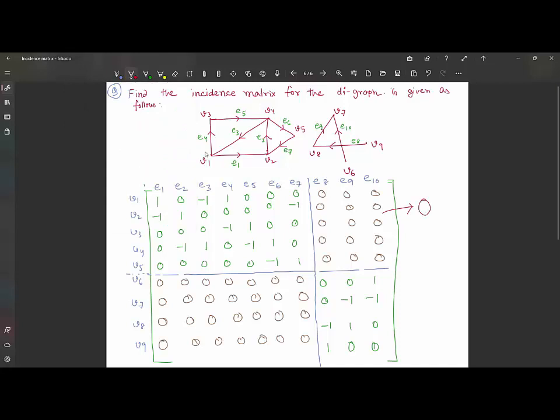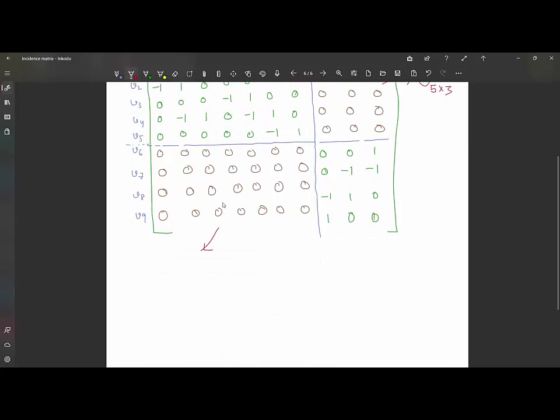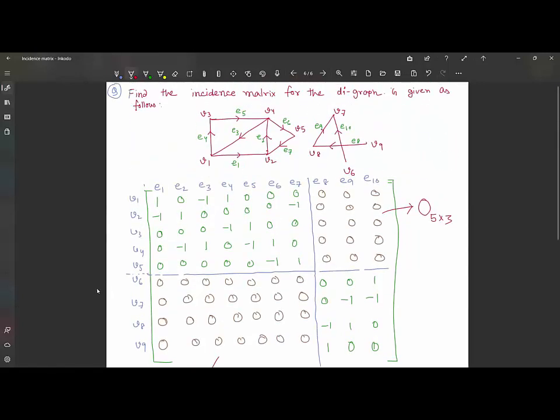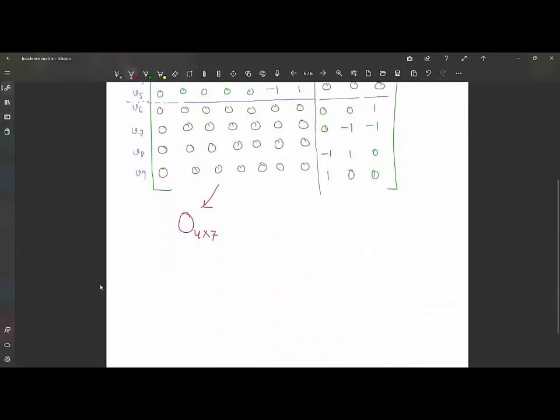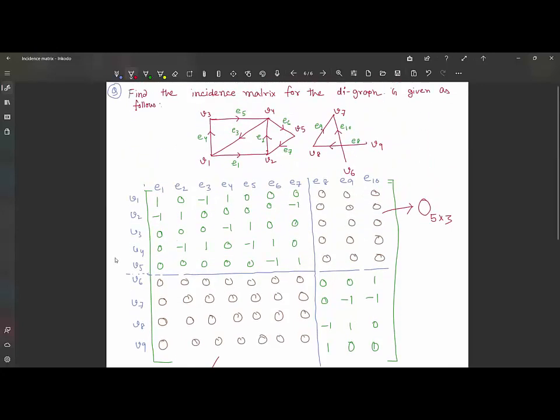total 5 rows and 3 columns, and this other matrix has total 4 rows and 7 columns, the number of edges. You can also replace it here, saying this is a 0 matrix, a null matrix of 5 cross 3, and this is a null matrix of 4 cross 7. Okay, so this is for the incidence matrix.